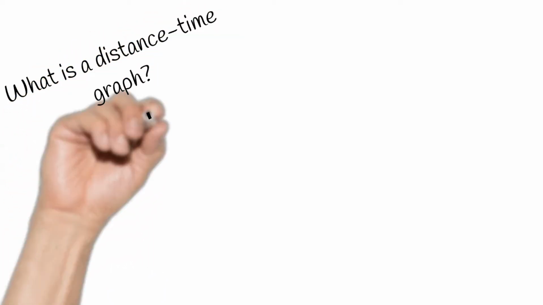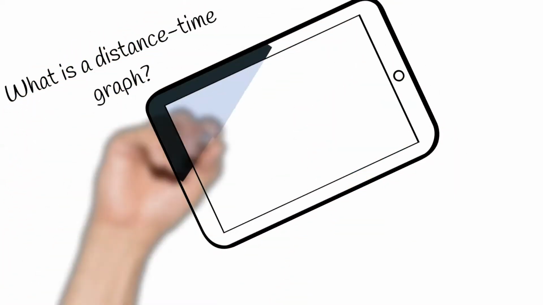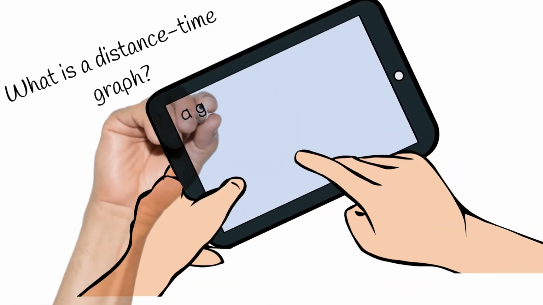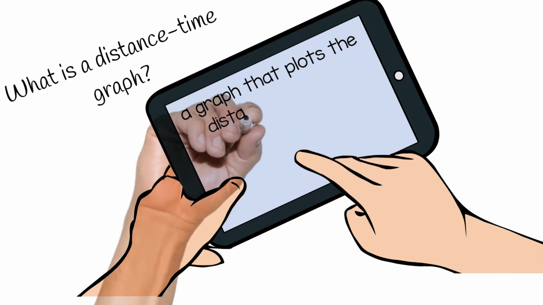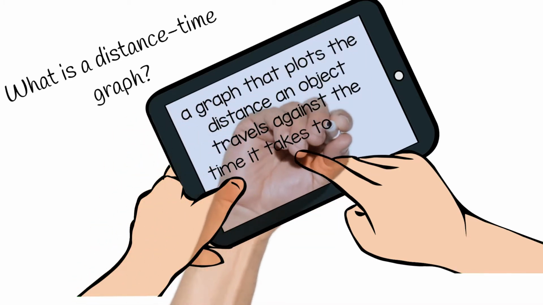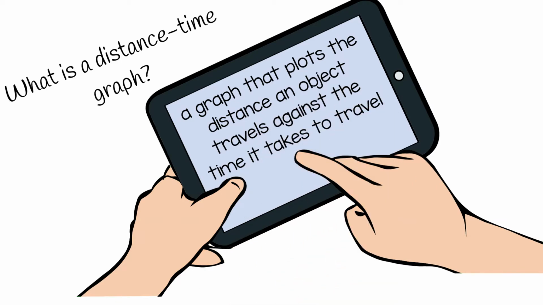So what is a distance time graph? It is a graph that plots the distance an object or a person travels against the time it takes to travel. It is a straight line graph, but there are different parts to it.